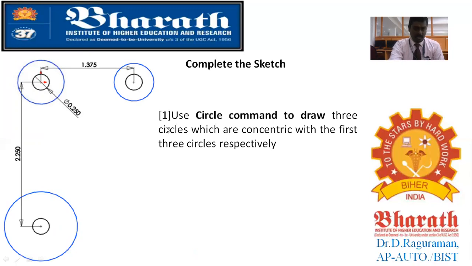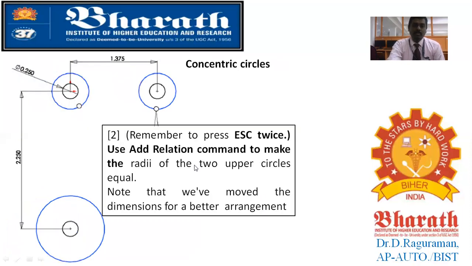And now you are going to complete the sketch. For completing the sketch, you are using the circle command to draw the three circles that are concentric with the first three circles respectively. Already we have completed these circles. Now we are going to develop other circles that are concentric to the already developed circles. You will remember that you have to press escape twice. That is what will make you escape from the already existing relation.